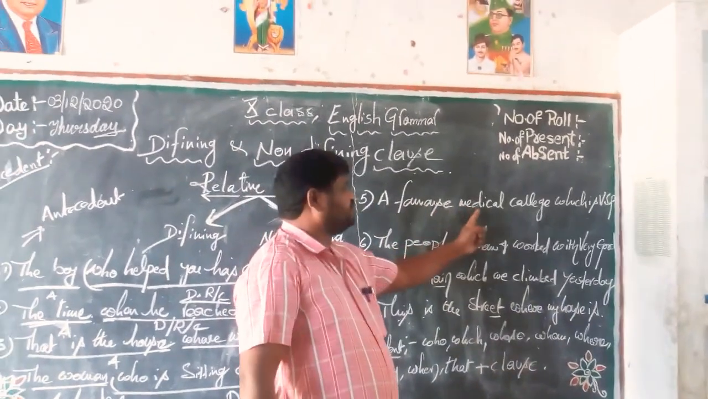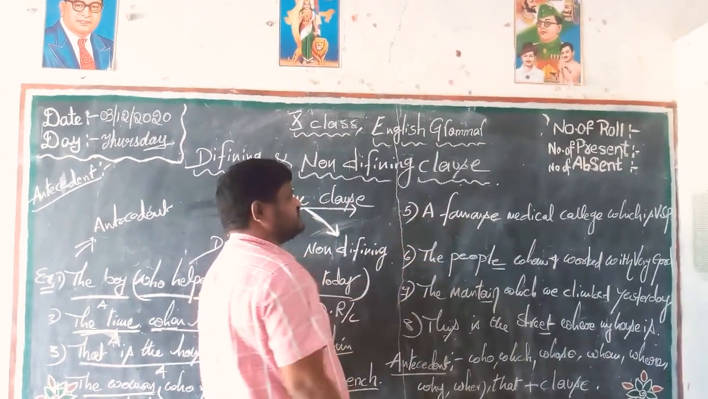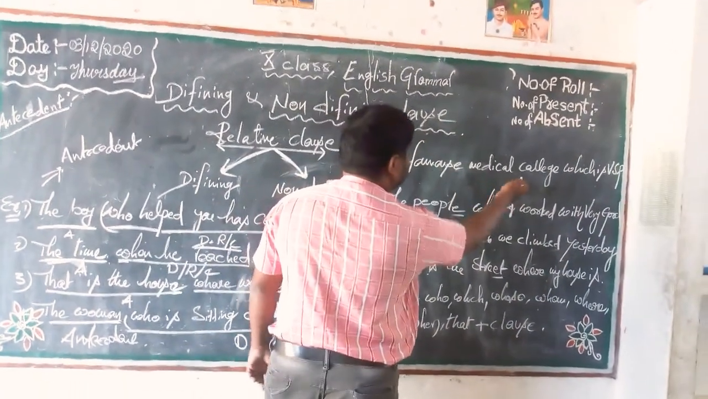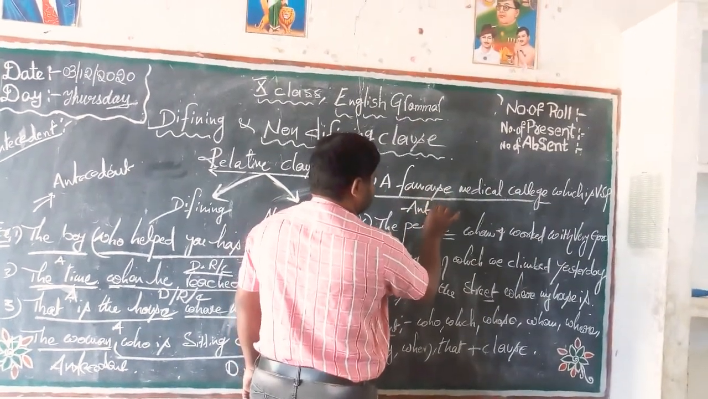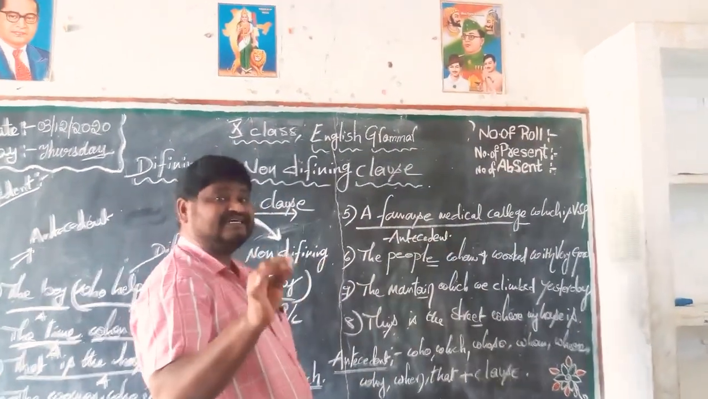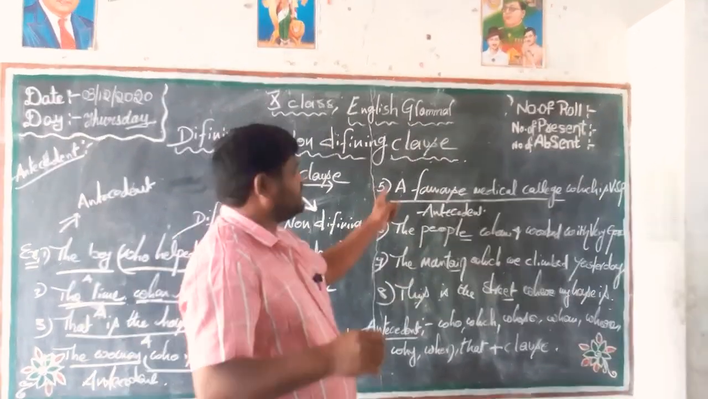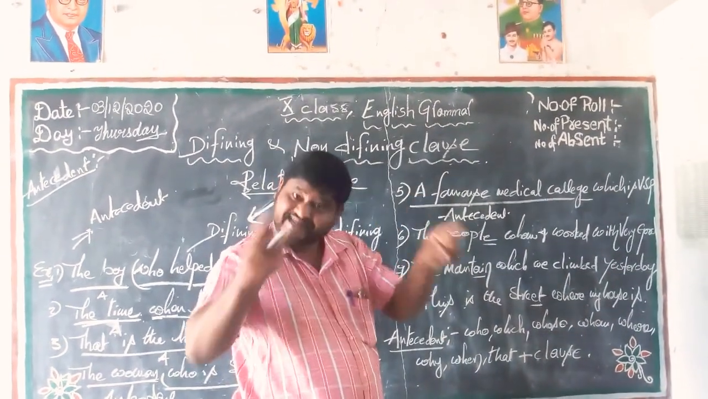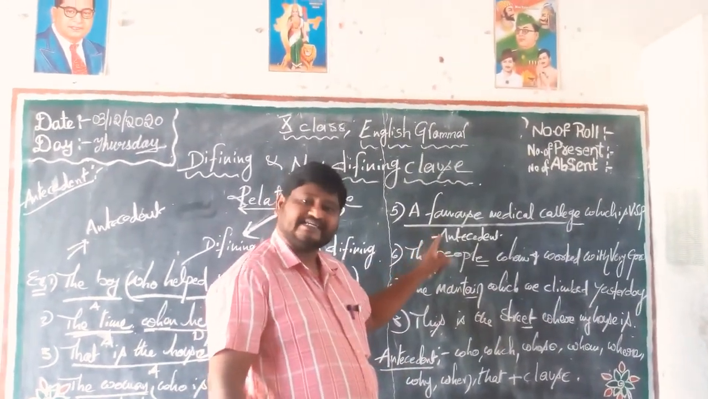A famous medical college which is in Visakhapatnam. Here, "a famous medical college" is the antecedent. Why? Because in Visakhapatnam we have many medical colleges, but here he has not mentioned the particular medical college name. That's why we are calling it the antecedent plus clause.